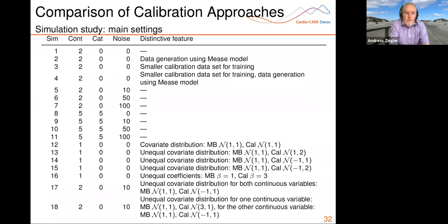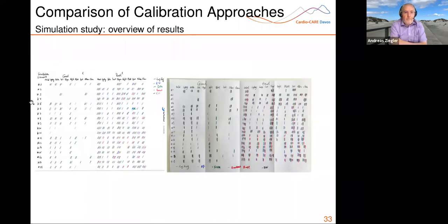Then models 12 to 16 have only a single continuous covariate, and what we did there was that we wanted to investigate if we change the variability of the covariate in our calibration data, what's the effect? What is the effect if we change the effect direction or the covariate distribution, that we have a shift and a change in the variability? And this is something we wanted to study in models 17 and 18 as well, where we added 10 noise variables to that.